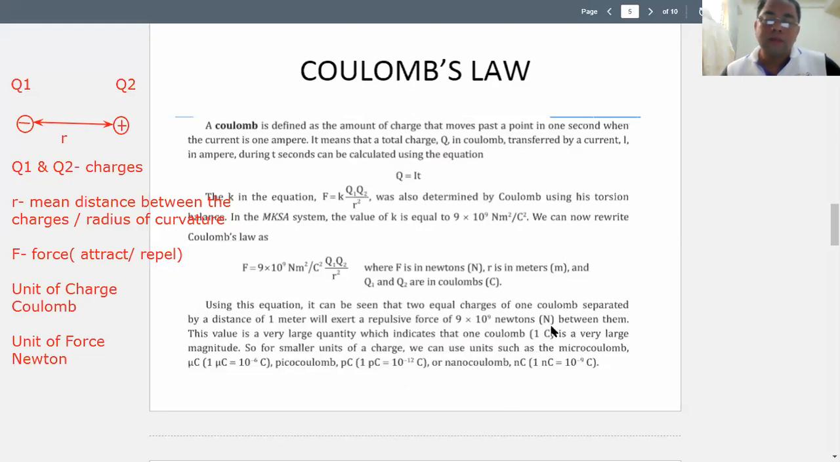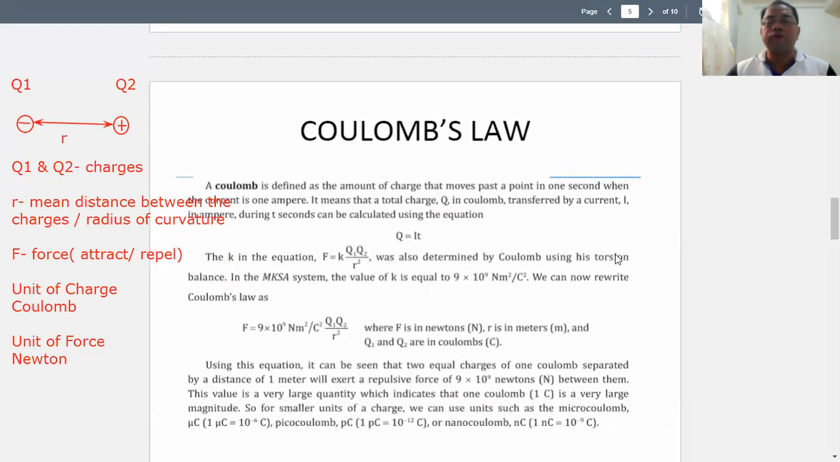So just imagine 9 giganewton of force. That's a huge force. So again, typically what we deal with are smaller units of charge, which are expressed in micro. So this is mu, and mu is 10 to the negative 6. Pico is negative 12, and nano is 10 to the negative 9. So these are our expressions of our charges Q1 and Q sub 2.